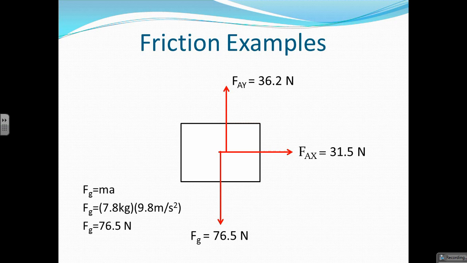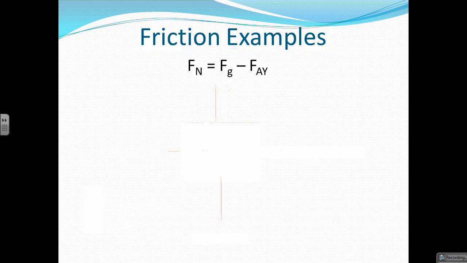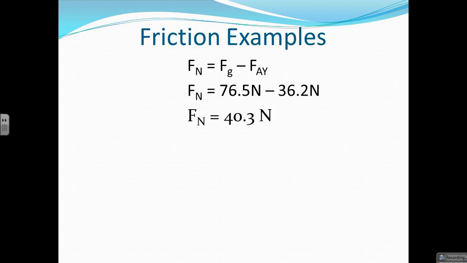The problem also gave us 11 newtons of frictional force acting on it, and we haven't calculated, but we know that there exists some normal force acting between the box and the surface. Note that the force of gravity here, 76.5 newtons, is not the normal force because we have some upward component. The normal force just makes up the difference in the vertical direction. So it's 76.5 newtons downwards from gravity, 36.2 newtons upwards from our applied force, and our normal force is just the difference between those two. So 76.5 newtons minus 36.2 newtons gives us a normal force of 40.3 newtons.